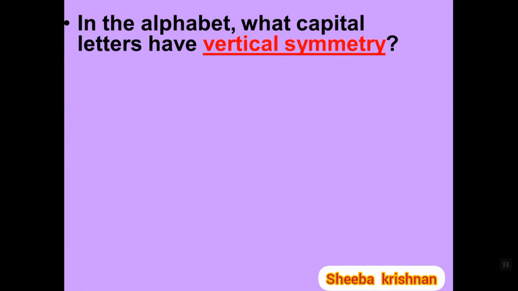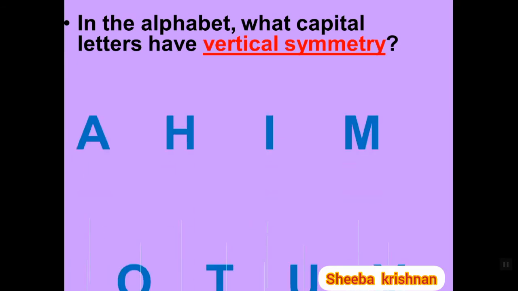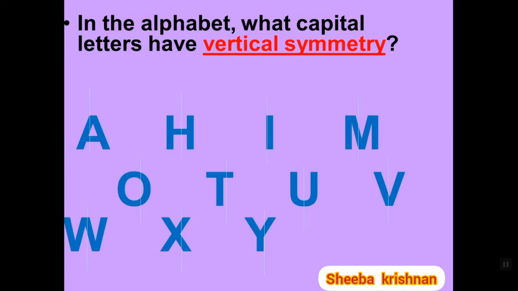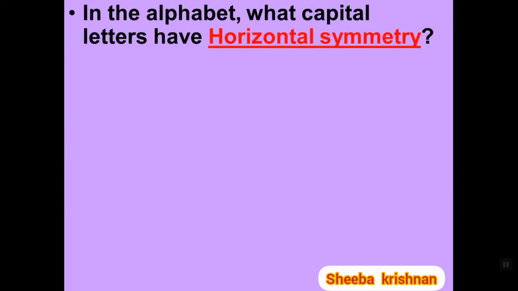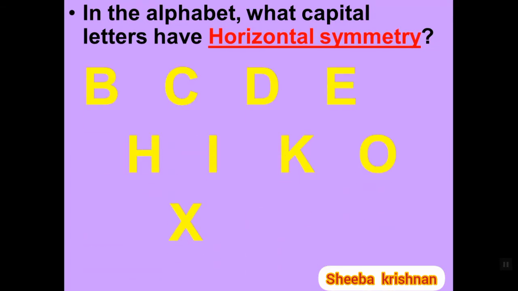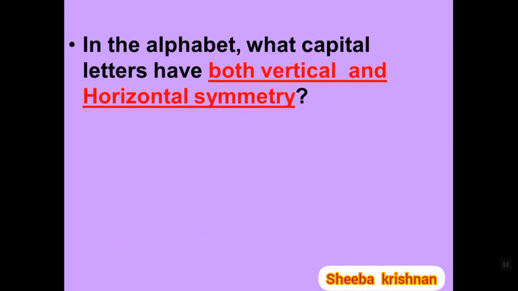In the alphabet, what capital letters have vertical symmetry? All these letters have vertical symmetry. In the alphabet, what capital letters have horizontal symmetry? All these letters have horizontal symmetry. And what letters have both vertical and horizontal symmetry? These 4 letters have both vertical and horizontal symmetry.